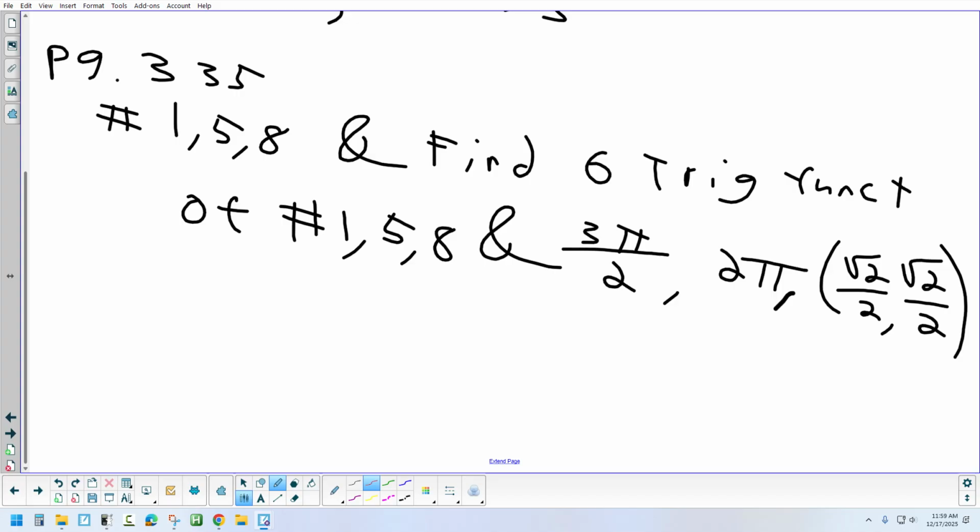On page 335, I got to add 2 questions. We did something different. I want you to do 1, 5, and 8, which is finding a coordinate. Then I want you to find the 6 trig functions of 1, 5, and 8. So after you get the coordinate, do the 6 trig functions. And I want you to do the 6 trig functions of these 3. This one, I'm giving you a coordinate. We actually already did 2 of them a minute ago. Root 2 over 2, root 2 over 2.